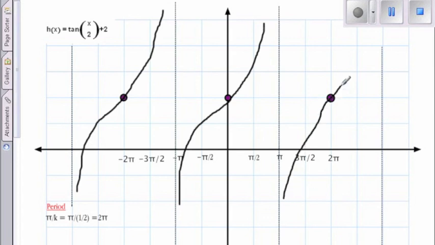And remember, we said tangent really doesn't have an amplitude because it continues up and down forever. But this is basically how you would draw the tangent of x over 2 plus 2.